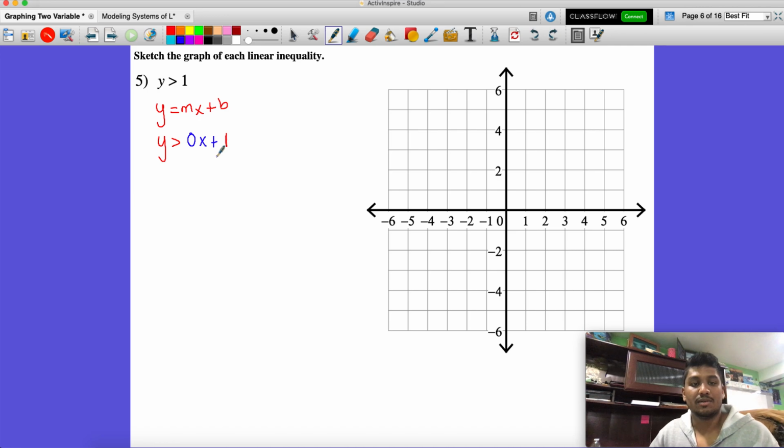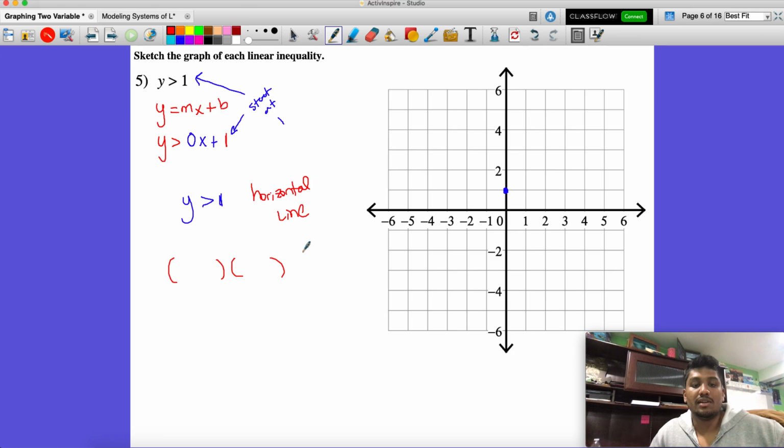Now, what this really means is that we're going to, again, start at 1. Same thing here, right? We're starting at 1. So these are the exact same thing. And there's no slope, which means that we're not moving up to the right, or moving to the left. We're not going up or down. So when you're thinking about something like this, I like to think of this as going to be a horizontal line.